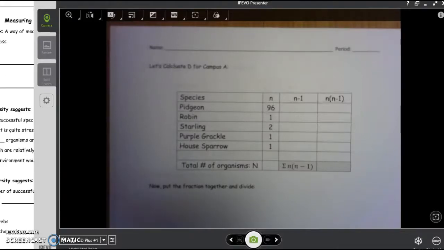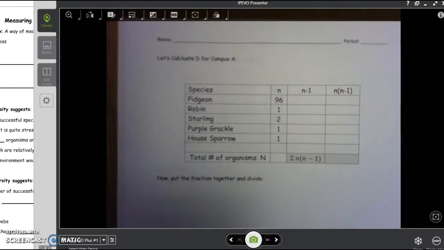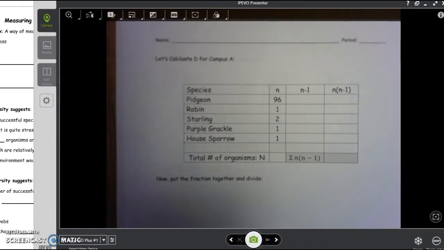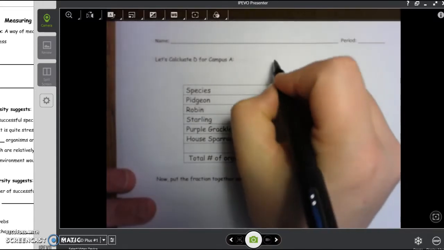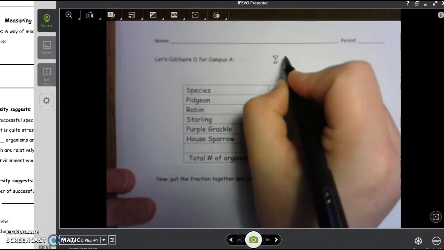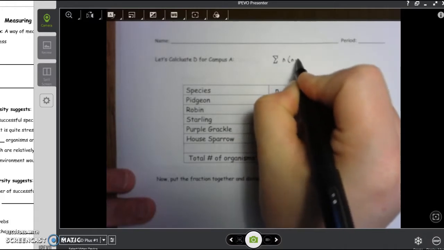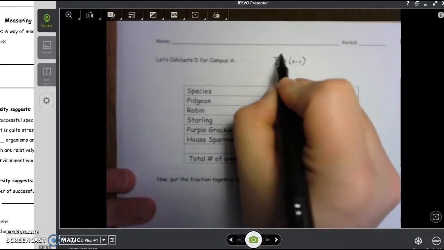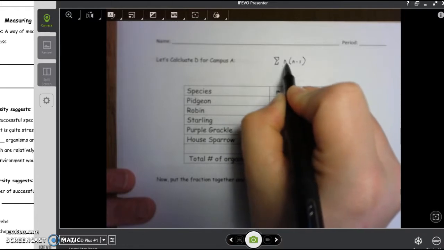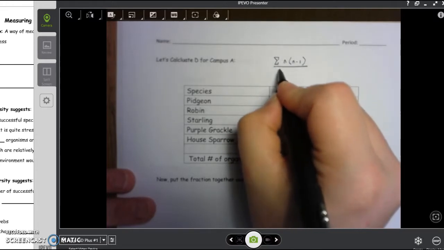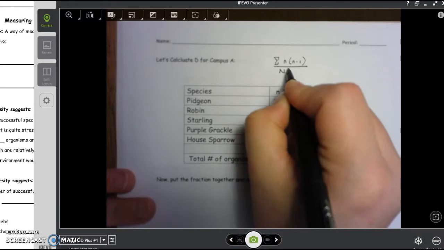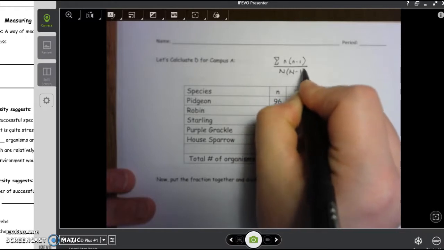The purpose of this video is to explain how to calculate the Simpson's index, which is a way of measuring biodiversity. The formula for the Simpson's index is the summation of all species individuals over the total of species individuals.